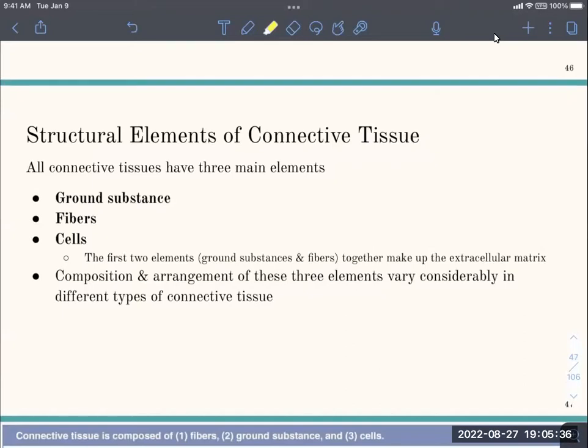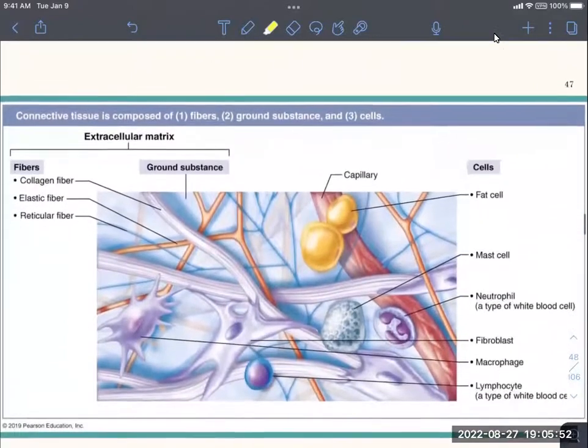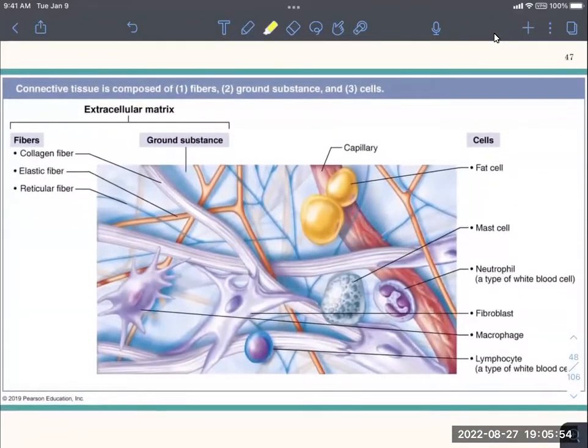So all connective tissue has some kind of ground substance. They contain fibers, and they all have cells. The arrangement and the composition of each one is what makes them different. So these are the main materials that make up connective tissue. We have our fibers: collagen, elastic, and reticular fibers. We have capillaries, the blood supply to this. We have ground substance, the blue. We have different kinds of cells.